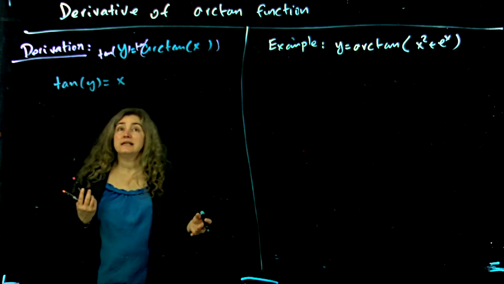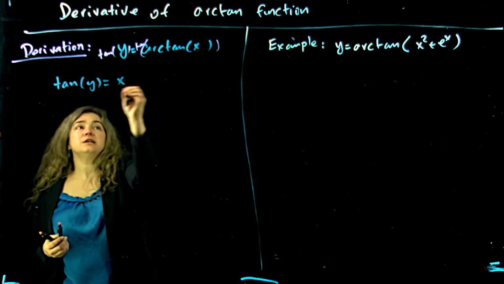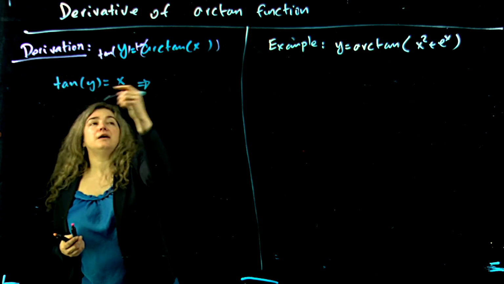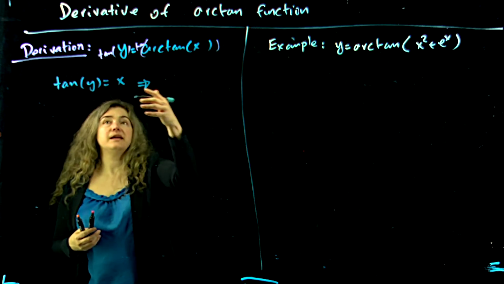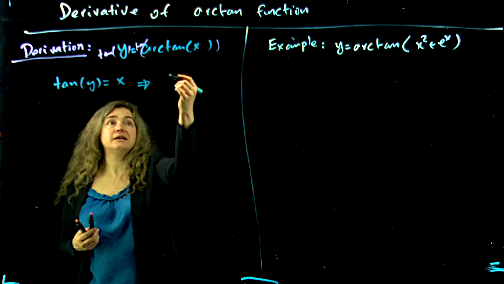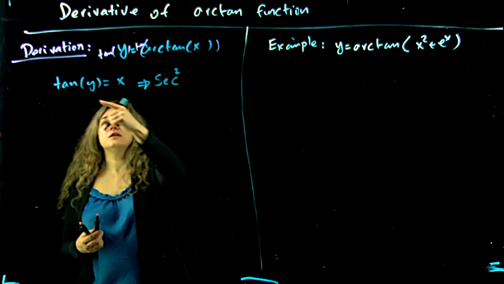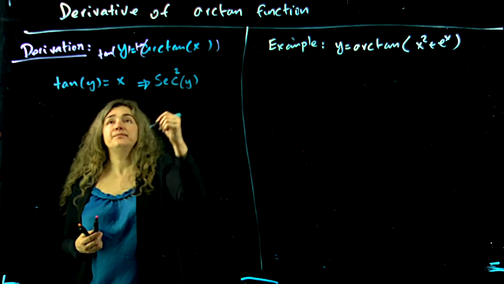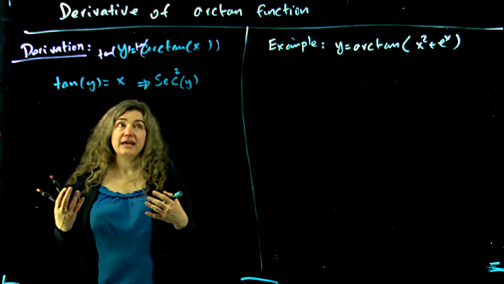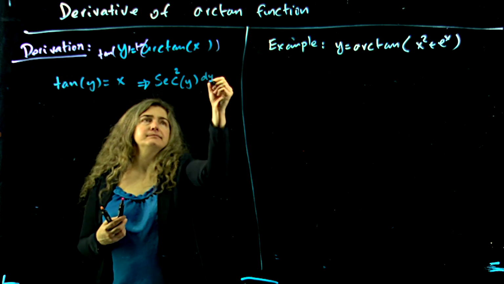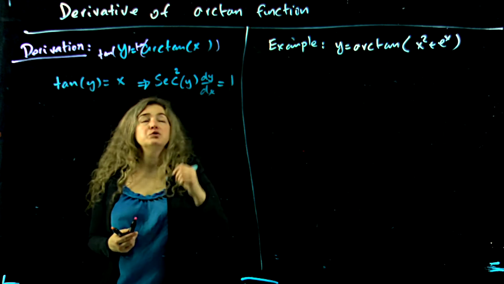Now, let's try to take the implicit derivative of this. I get the derivative of the outside function, which is tan of something. The derivative of tan of x is secant squared of x, so I will have secant squared of y. But the inside function is y. Y is an implicit function of x, so I will have dy dx. Then the derivative of x with respect to x is equal to 1.